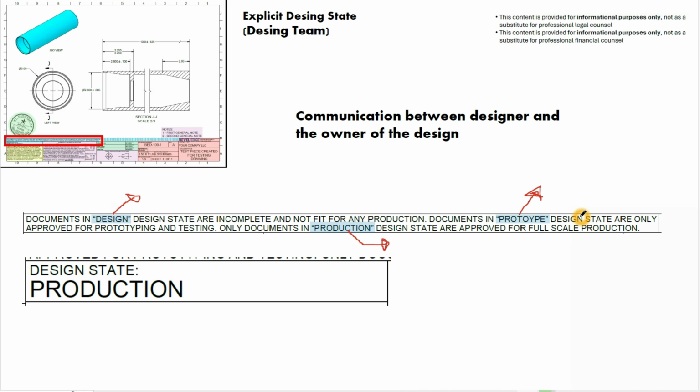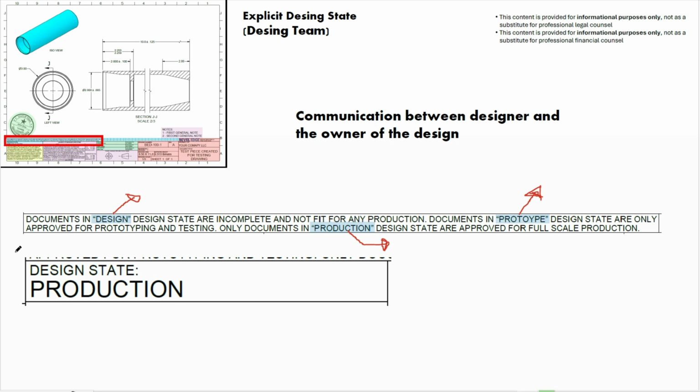Documents in prototype design state are only approved for prototyping and testing. So here, the engineer or the design team is telling you, okay, you can make this part, but don't make a ton of them. There are still outstanding questions. You can only build this for prototyping purposes only, to gather more data. Now, lastly, only documents in production design state are approved for full-scale production. So that means that prototyping has been done, calculations have been done, discussions have been made, and what we think is on this drawing is now fully approved for mass production, and you can make it and also sell it.